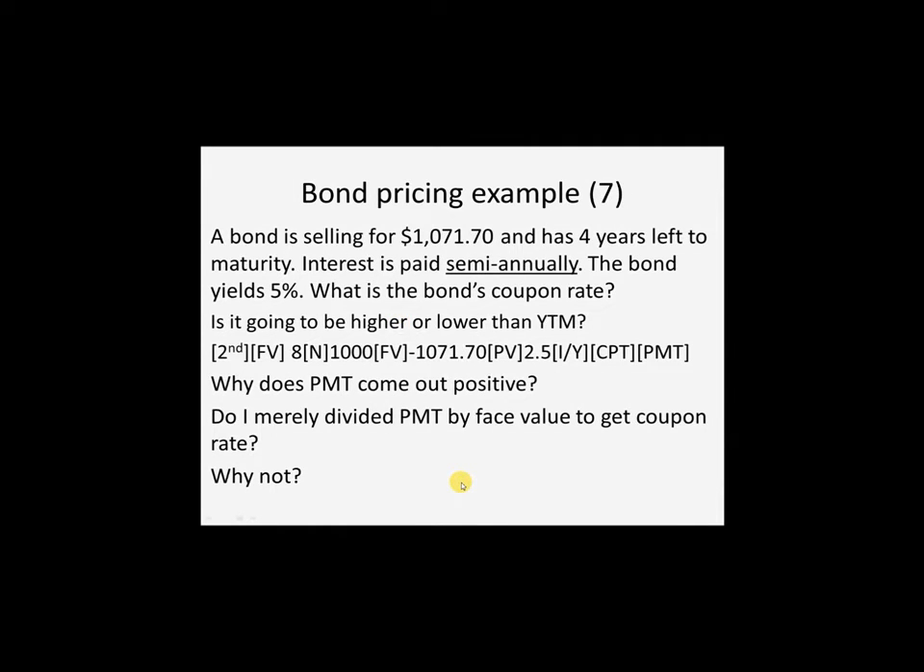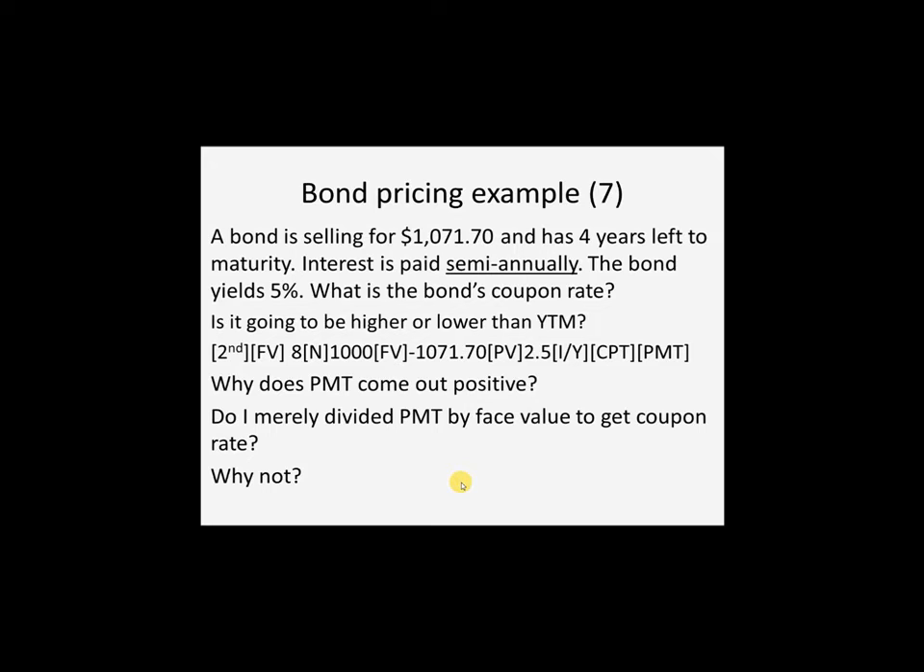Okay, one more bond pricing example. A bond is selling for $1,071.70 and has 4 years left to maturity. Interest is paid semi-annually. The bond yields 5%. What is the bond's coupon rate?